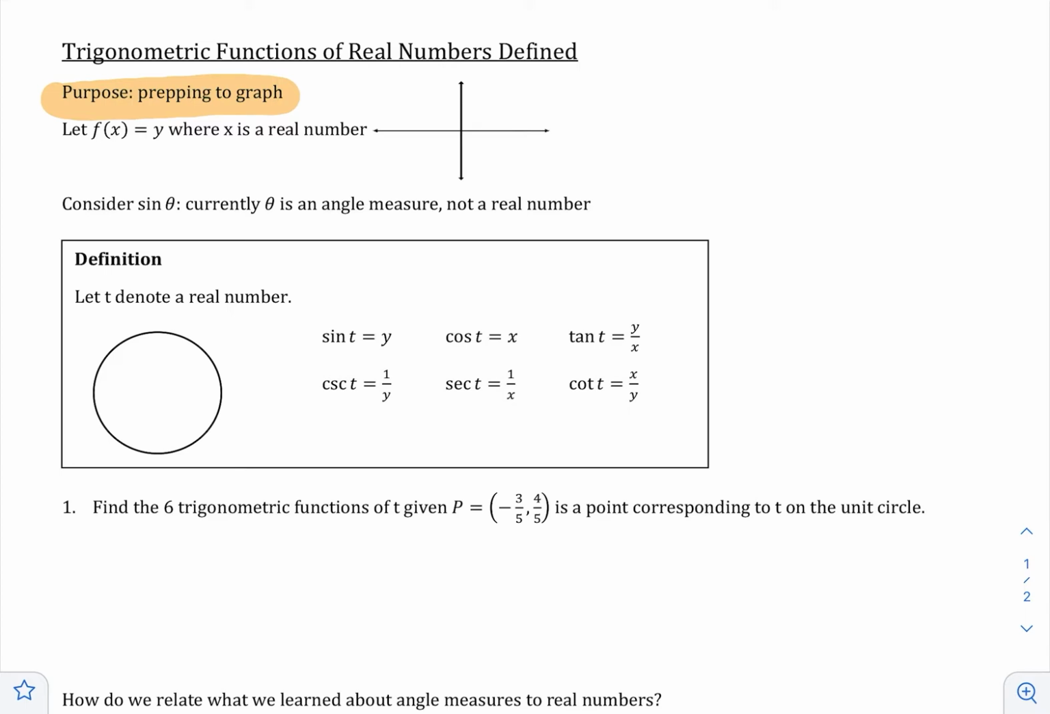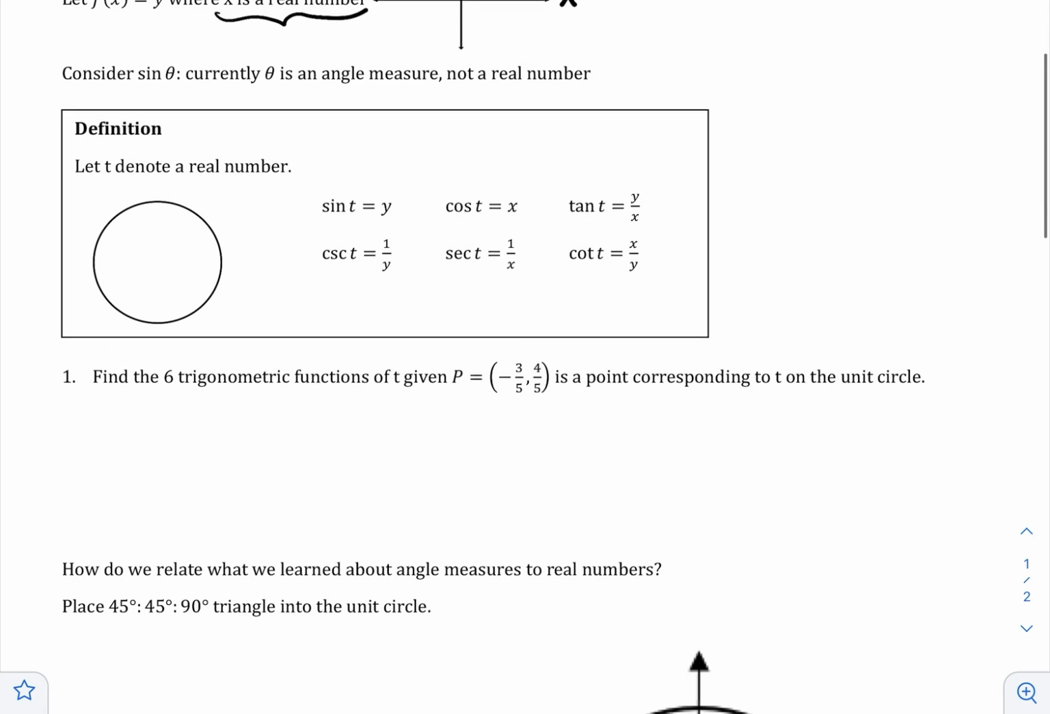When you graph a function, you represent it with a function name. So f of x, f is a very common way, but you could use g, you could use h. In the rectangular coordinate system, this is x and this is y, and x represents a real number. Currently, theta is an angle measure and not a real number, because it represents the angle. But we can do something really simple to help with that.